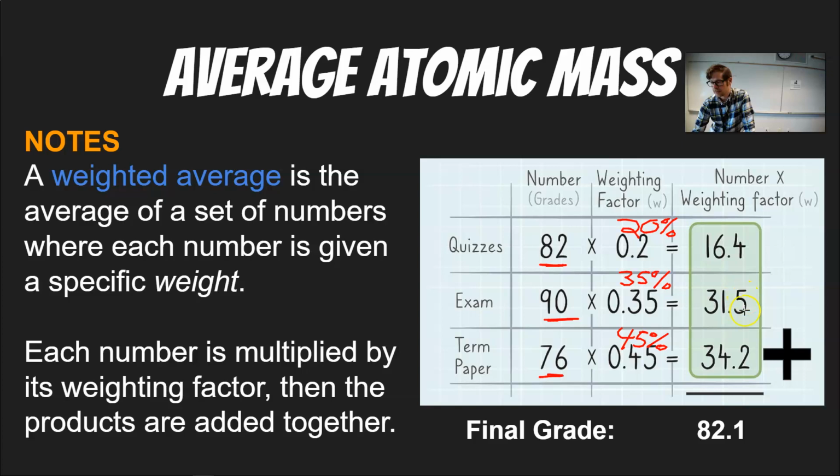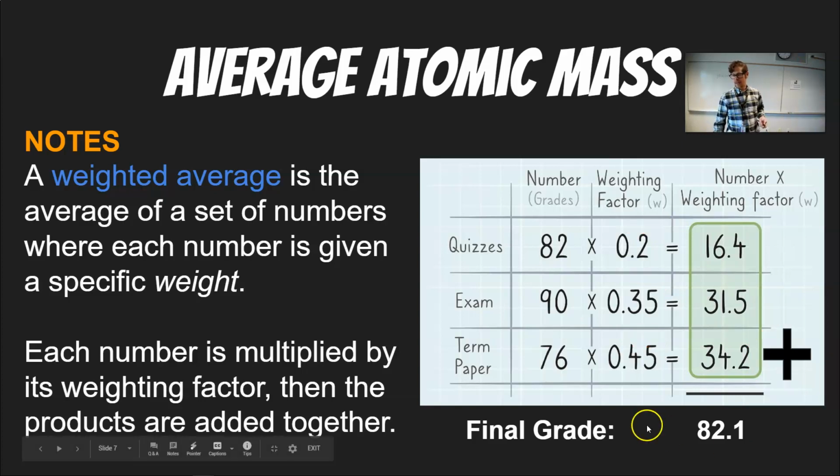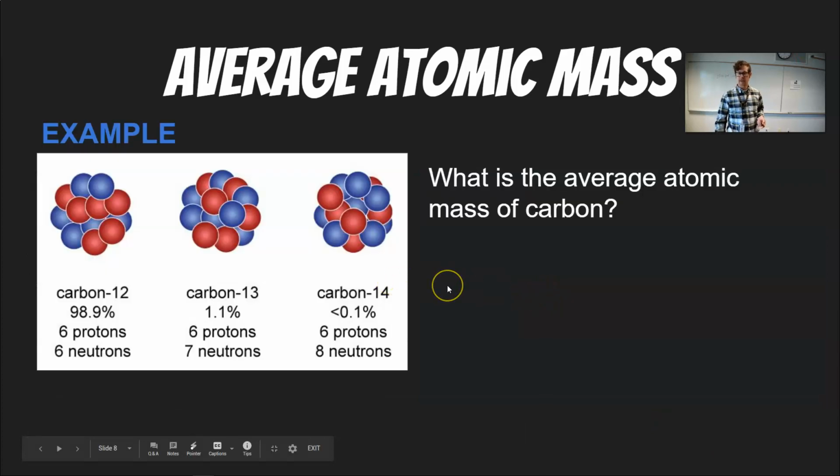And so these are the numbers that come out when you multiply them, and then what you do is you add them all together. That's why I have a plus here. You add them all together, and then you can see, well, that's why you ended up with an 82.1 as your final grade. So the exam and the term paper counted for more. In fact, the term paper counted for the most of this. So different things matter different amounts in your classes. And that's kind of what we're doing when it comes to average atomic mass.